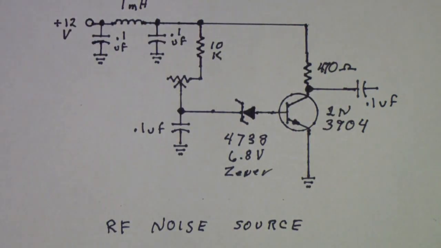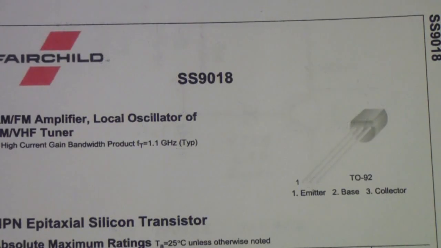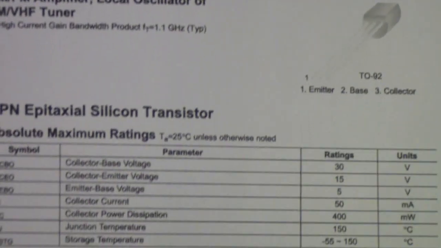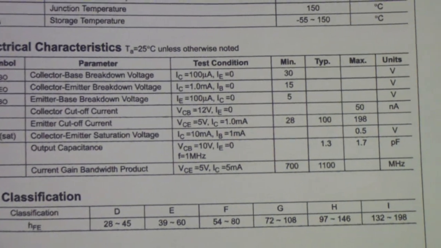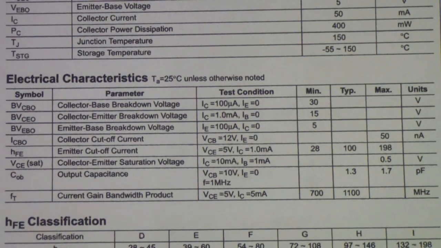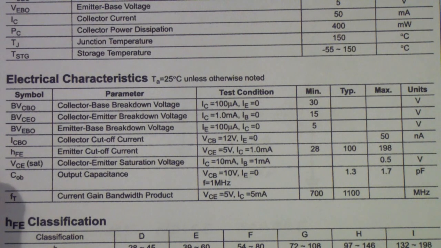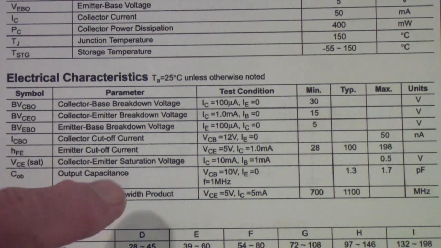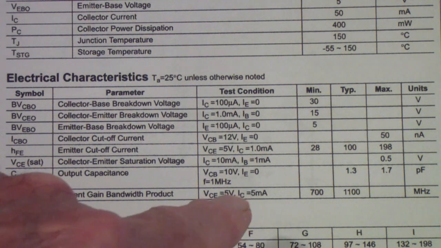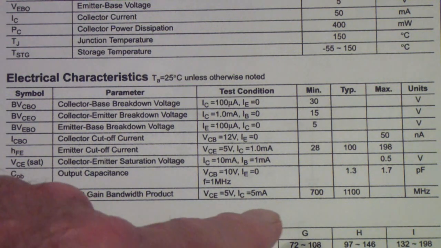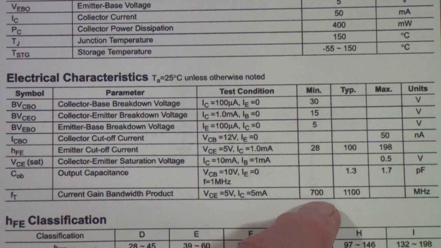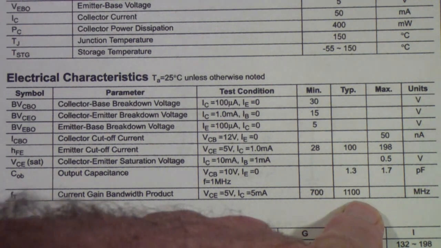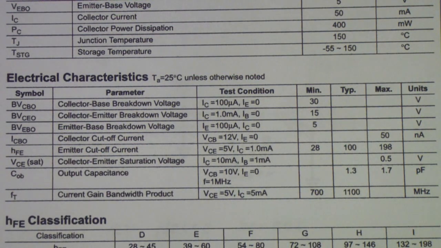The 9018 has an FT close to a gigahertz. If I can't remember, well, let's take a look at the spec sheet on that for just a second. Yes, here is the S9018 spec sheet, and down here is the frequency FT, current gain bandwidth product, with a VCC of 5 volts and a collector current of 5 milliamps. It runs between 700 and 1100 megahertz for the FT.